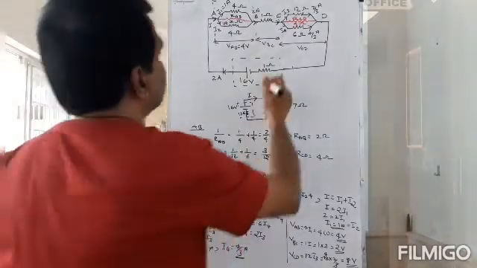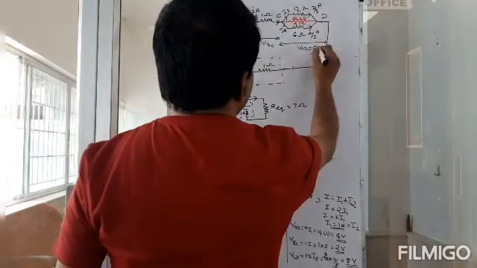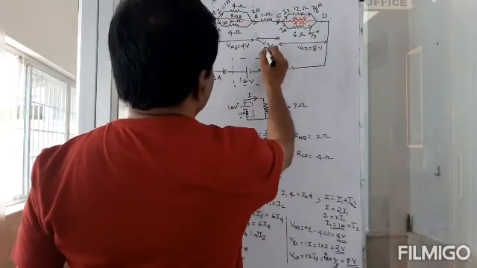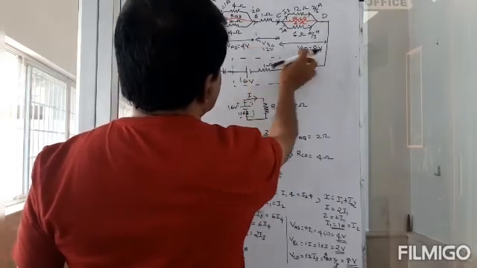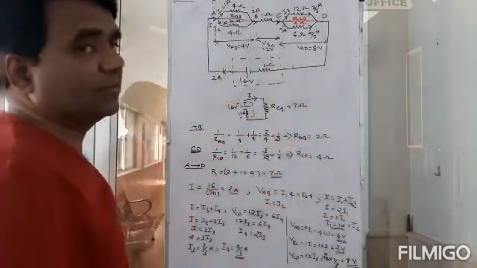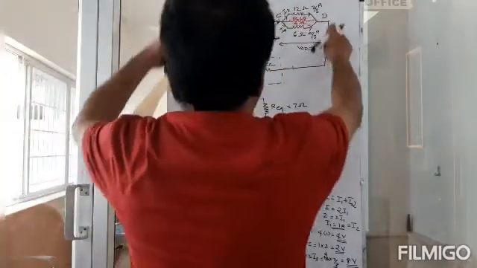So here it is 8 volts and there it is 2 volts. So you notice 4 plus 2, 6 plus 8, 14. So 14 volts is the drop here.